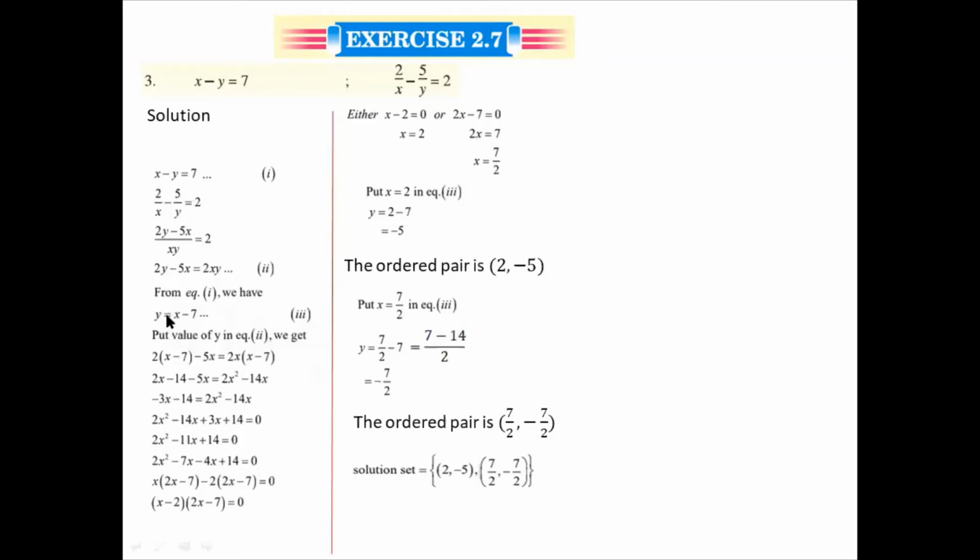From equation number 1, we have y is equal to x minus 7. So put y is equal to x minus 7 in equation 2. We get 2 into x minus 7 minus 5x is equal to 2x, and y is equal to x minus 7 within brackets. So now we have to multiply this 2. So 2x minus 14 minus 5x is equal to, here we have to multiply 2x with x and 7. So we have 2x square minus 14x.